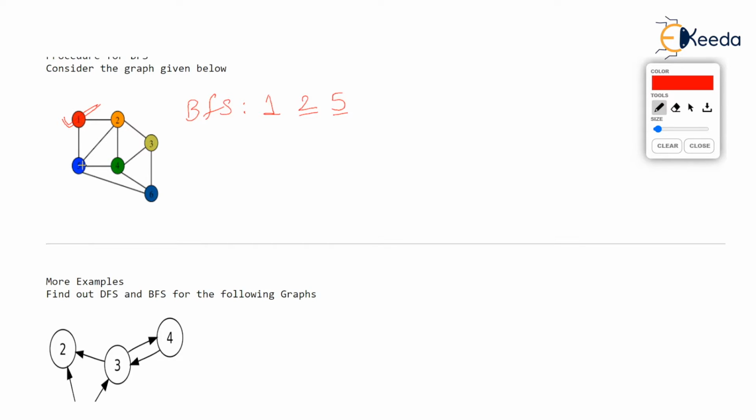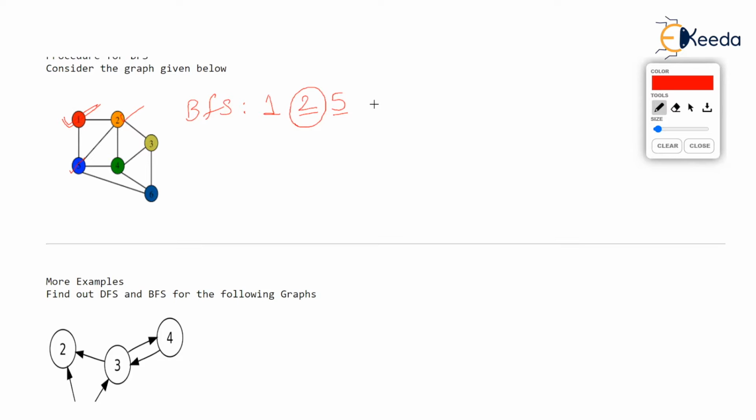And what BFS says is print all the neighbors. So 2 and 5 are printed. After printing 2 and 5, we will mark 2 and 5 as visited. Now, after printing 2 and 5, among the neighbors of 1, which neighbor was printed first? The neighbor printed first was 2, isn't it? So now we consider vertex 2 and we repeat the process on 2.